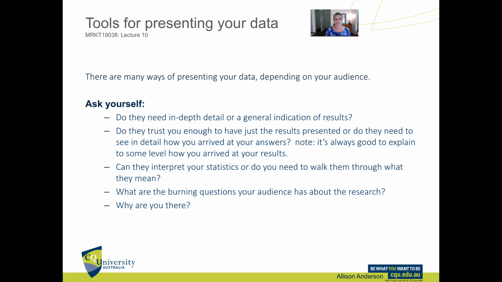Okay, can your audience interpret your statistics, or do you need to walk them through what they mean? So you can say, the p-value is this, and I've come up with this eta squared value of this. What is that? What does that mean? In most cases, even for academics, you would then say, this means that this is statistically significant for these reasons. This means this is a significant outcome, or this is not. So you need to actually say, this is what I've done, this is the calculation, and this is what it means.